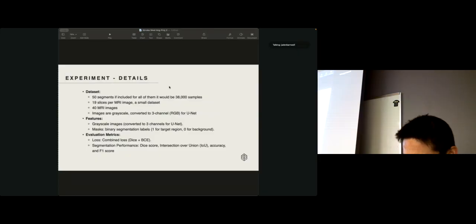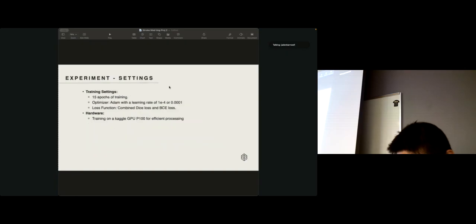So as far as the data set goes, there was the ISLES 2017 portion that I got from Kaggle, which had 40 MRI images and 19 slices per image. So it's not a very large data set, and they were all in grayscale, but they're converted to 3-channel for UNet. And I also used a combined loss with Dice and binary cross entropy. And to analyze performance, I also looked at Dice score, IOU, intersection over union, accuracy, and F1 score.